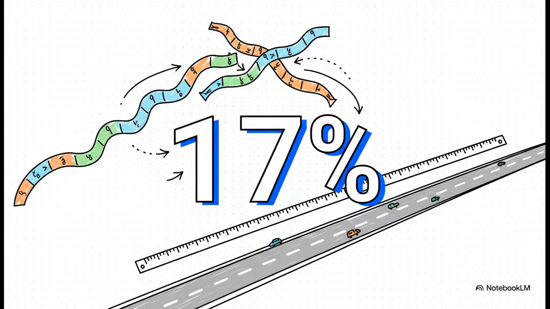Since these mixed-up recombinant offspring made up precisely 17% of the total, Morgan's student Alfred Sturtevant had a massive realization. He hypothesized that the further apart two genes are on a chromosome, the higher the probability that a crossover event is going to happen between them. Scientists realized they could use these recombination frequencies, like this 17%, as literal map units on a highway to measure the physical distance between genes and actually map the entire chromosome.